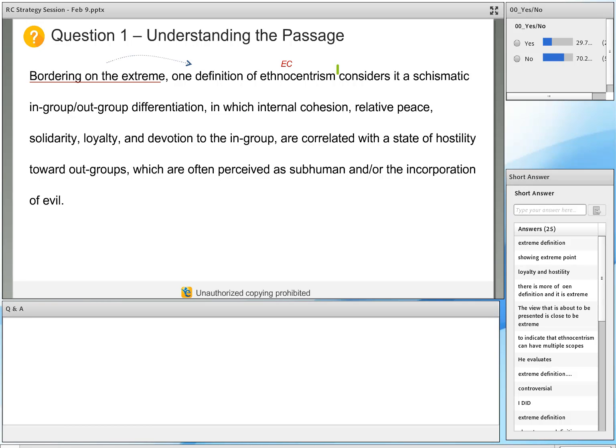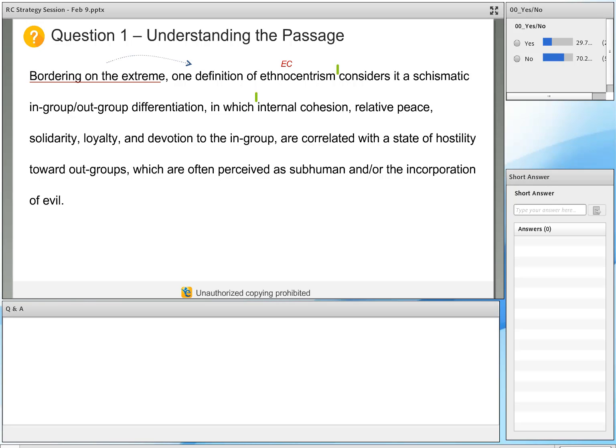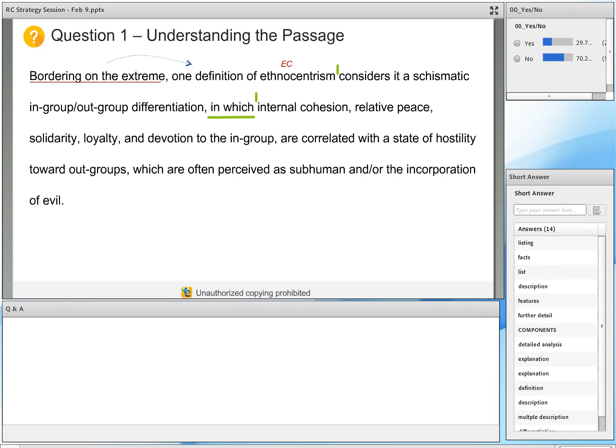Bordering on the extreme, one definition of ethnocentrism considers it a schismatic in-group out-group differentiation in which, now I'm going to pause here. Because in which, if I've read in which, what's going to come next? Explanation, absolutely right. So let me just pause before I see more description or more explanation. Let me first understand what the author has said from this point to this point, right?